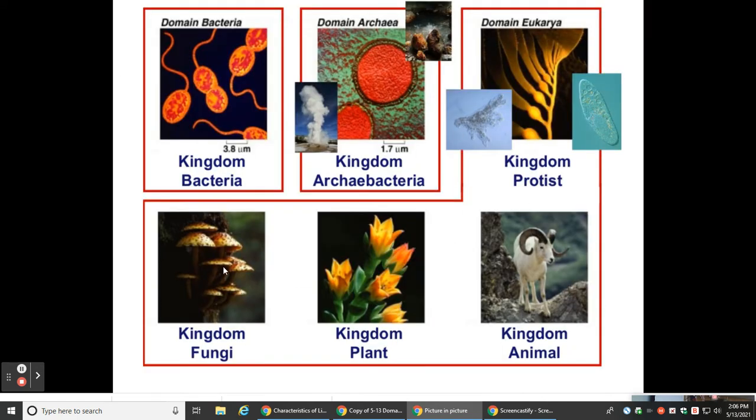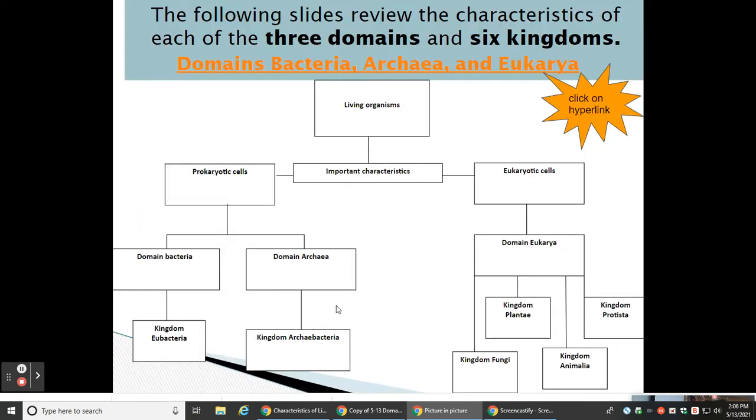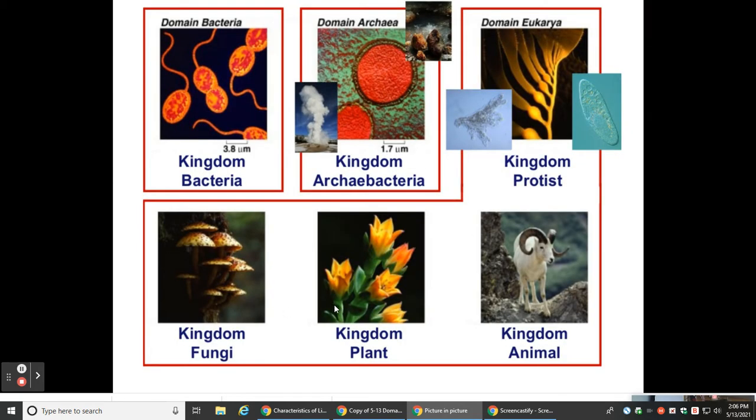So here is a nice visual of that concept map from above. All living things are categorized into domains, which are the broadest group. We have domain bacteria, domain archaea, and domain eukarya. Then those domains are further broken down into kingdoms. Again, domain bacteria, you have kingdom Eubacteria. Domain archaea, you have kingdom Archaeobacteria. Domain eukarya, there are kingdom Protista, kingdom Animalia, kingdom Plantae, and kingdom Fungi. Now we're going to talk about each kingdom.